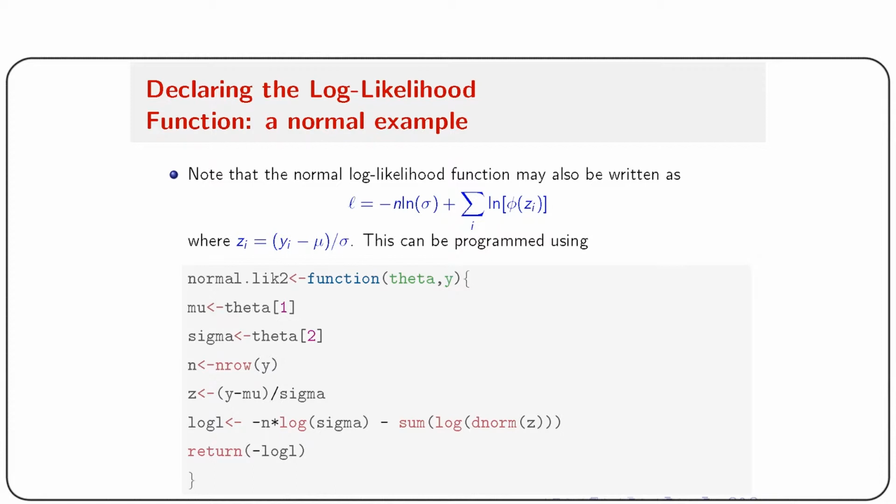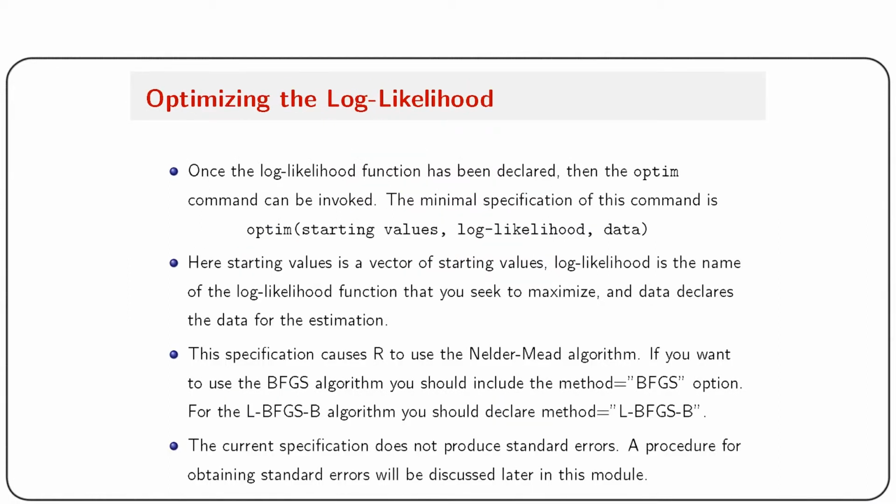Note that the normal log likelihood function may also be written as L equals minus n ln sigma plus the sum over i equals 1 to n of ln phi of Zi, where Zi is (yi minus mu) by sigma. This can be programmed as, say, normal.lik2 equals function theta, y: mu is theta 1, sigma is theta 2, n is nrow of y. Then Z is defined as (y minus mu) by sigma, and log L is this expression, and we return the negative log likelihood.